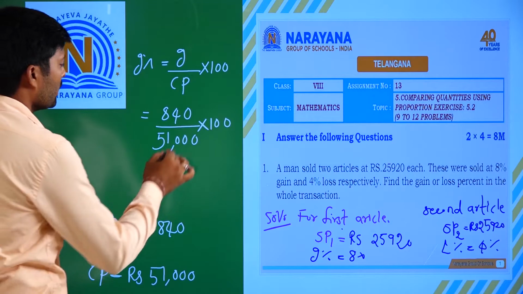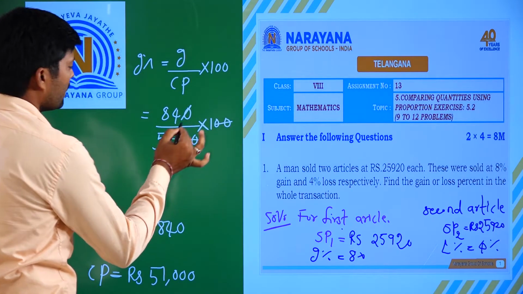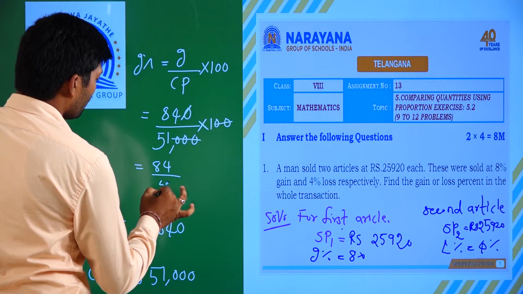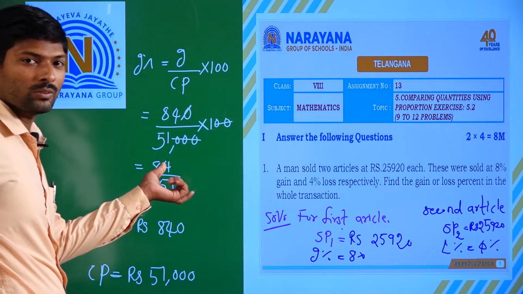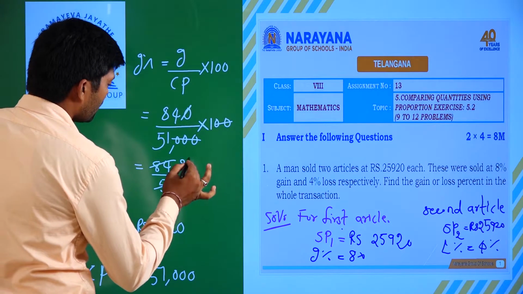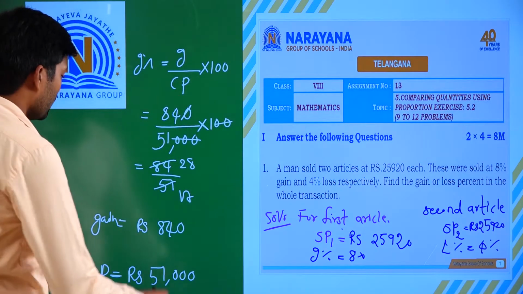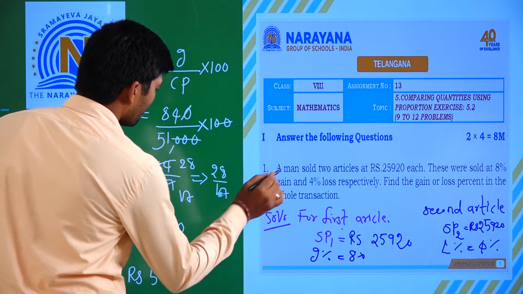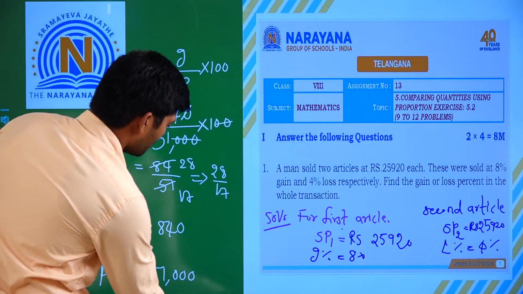So we can take it as what here? Three zeros and here three zeros will get cancelled. That is 84 upon 51. It is exactly divisible by 3. That is 3 17s are 51, and 3 28s are 84. So it can be written as 28 upon 17.